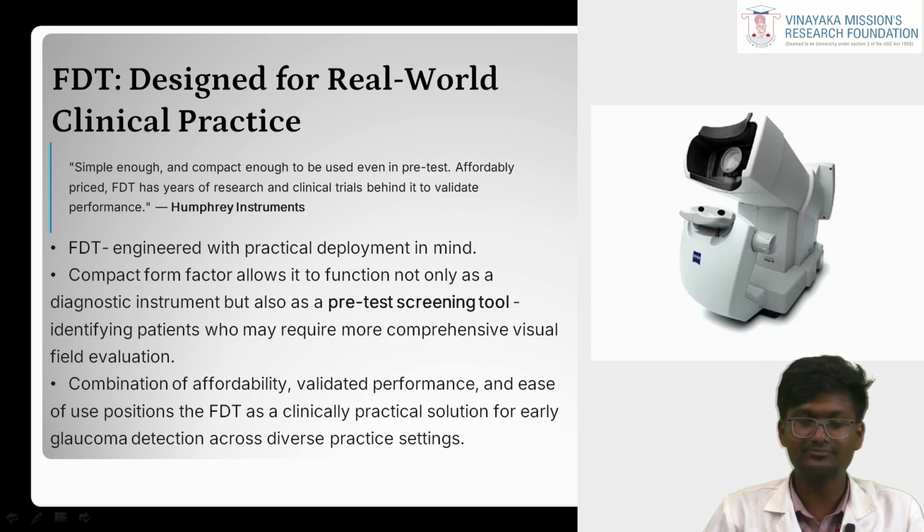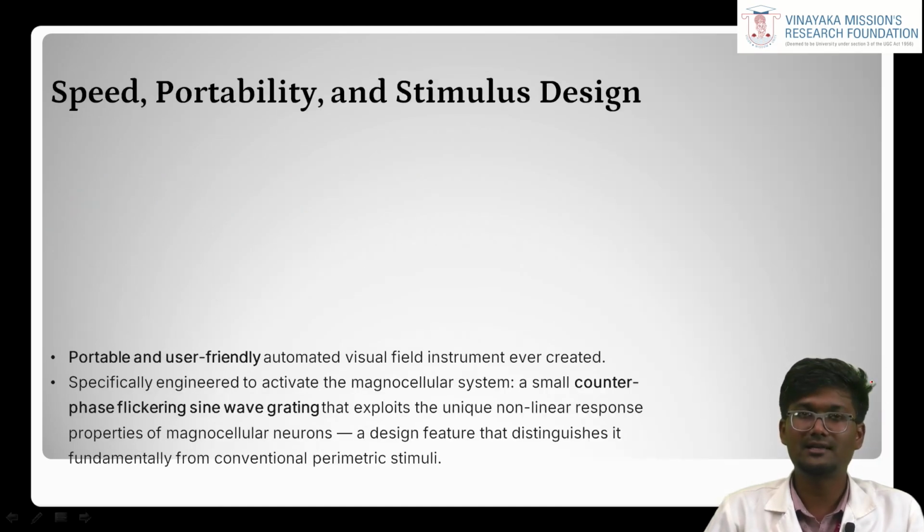The combination of affordability, validated performance and years of use positions the FDT as a practical clinical solution for early glaucomatous detection. The main advantages compared with white on white perimetry are that it is portable because of its small size. It is easily carried when going to an optometry camp, whatever. It is user friendly and specifically engineered to activate the magnocellular pathway. It specifically checks the M cells only, so early detection of glaucoma is very possible.